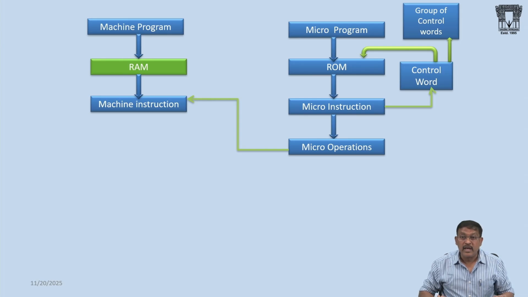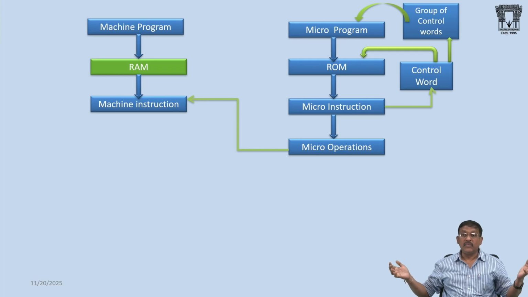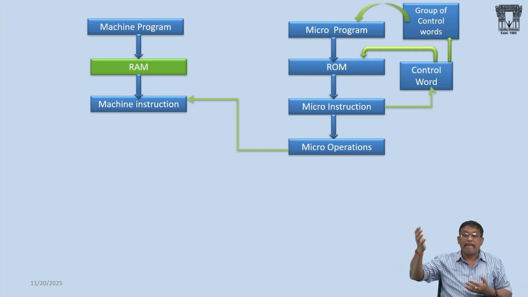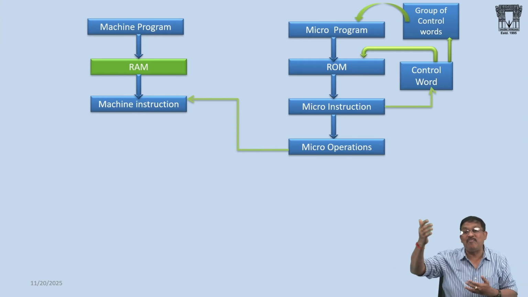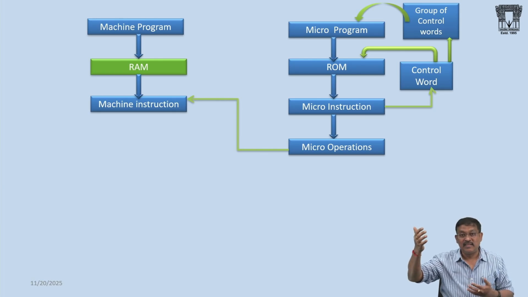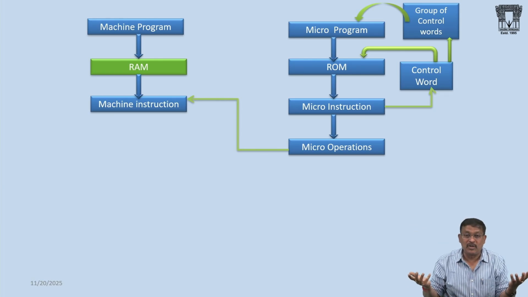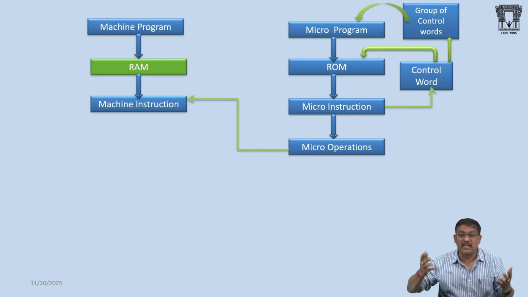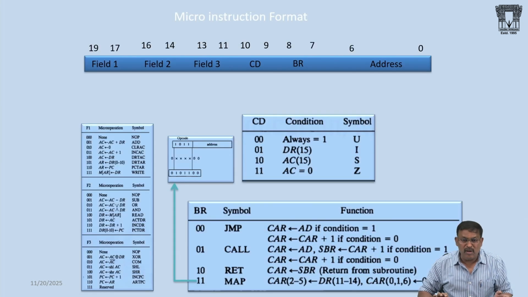Look at this. A group of control words is called a microprogram. A set of control words, that means a set of micro instructions, is called a microprogram. You can say a set of micro instructions arranged in a sequence. Look at this. This is the micro instruction format.